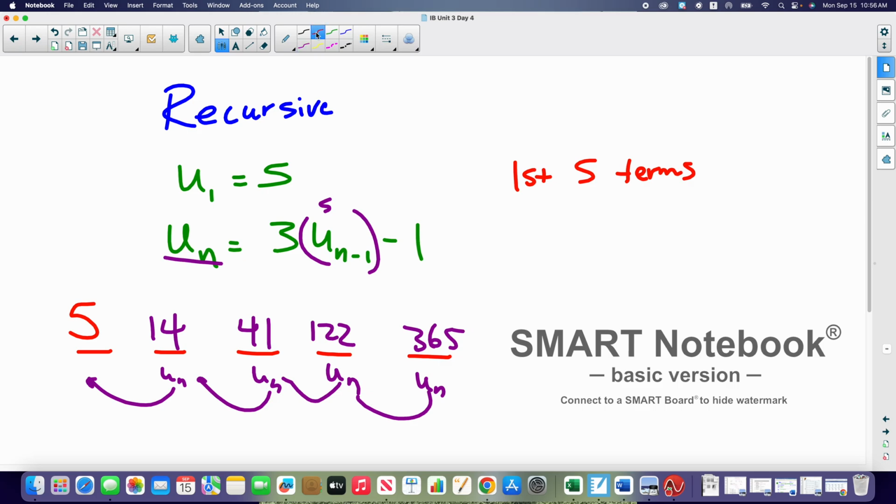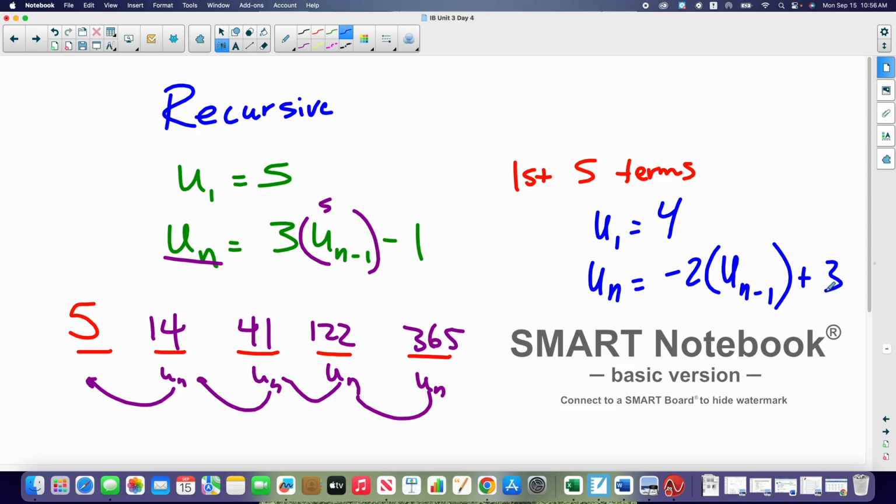All right, let's try another one real quick. So if I say U1 equals 4, Un equals -2 times Un minus 1 plus 3. All right, find me the first 5 terms for that one. You said the first how many? 5.